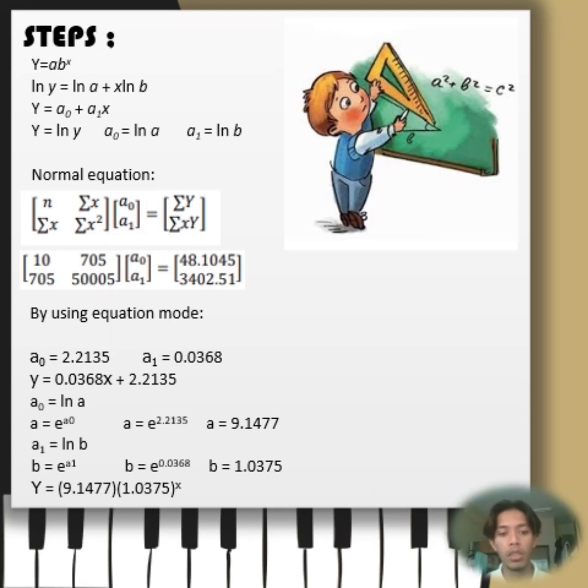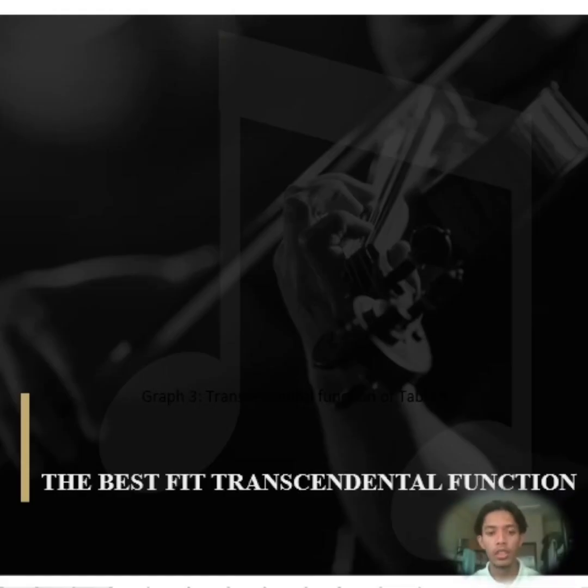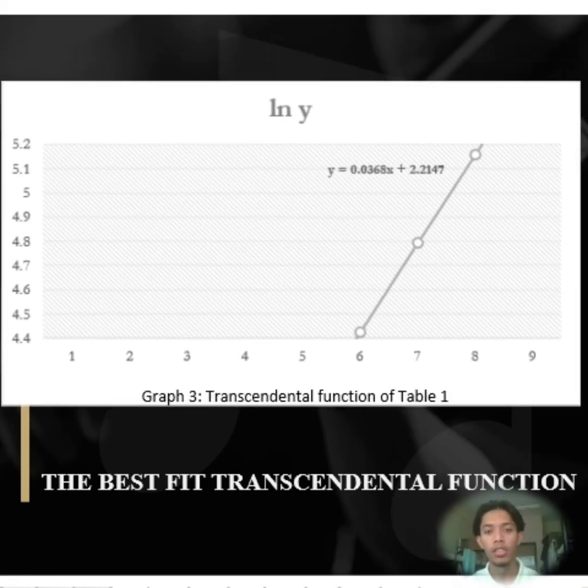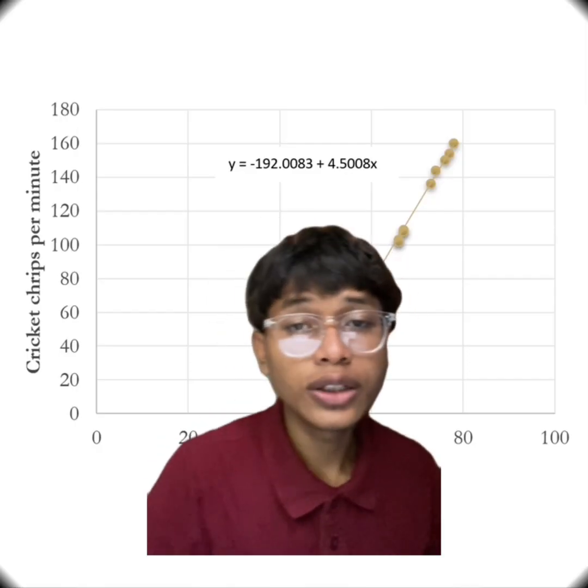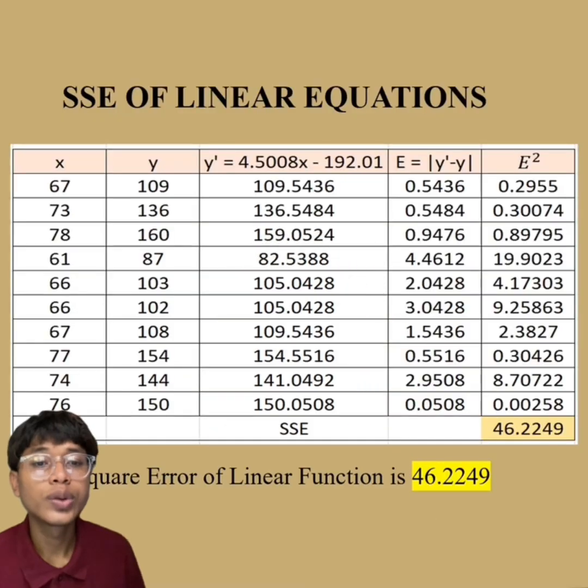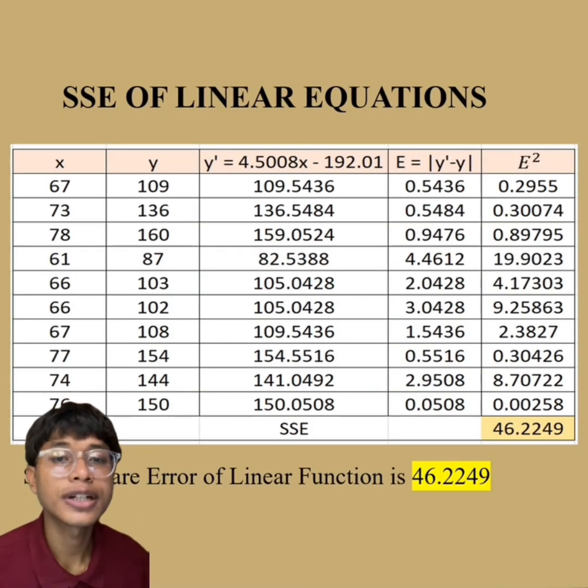The equation of y is 9.1477 multiplied by 1.0375 to the power of x. So this is the best fit transcendental function for the equation y equal to 0.0368 x plus 2.2147. So we will continue for question 3, which is the SSE of the linear function.